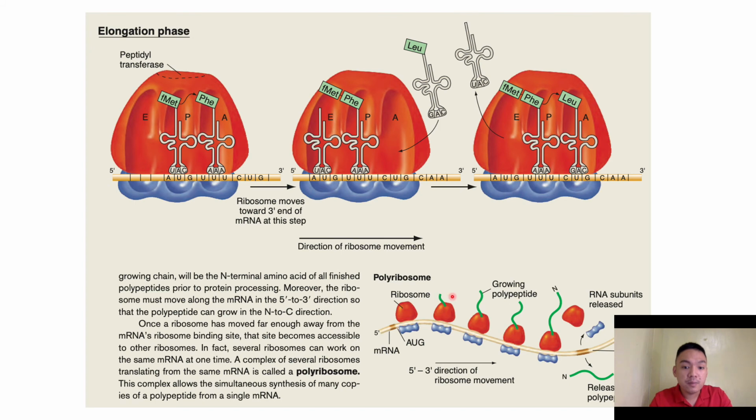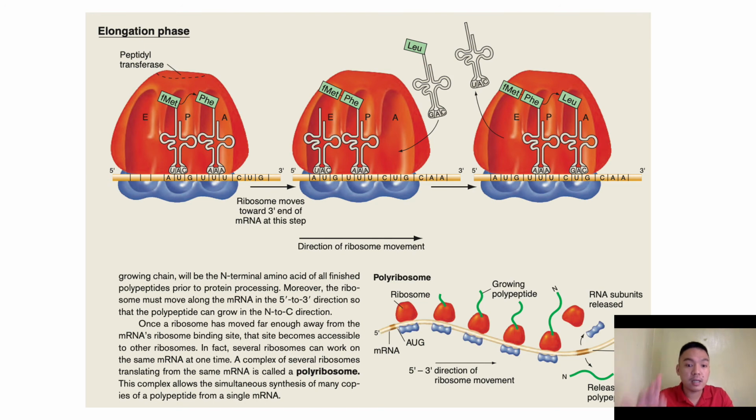So there is what we call a polyribosome, where ribosomes simultaneously translate the same mRNA. As they grow the polypeptides, some subunits are released once they are done with their process, and this complex mechanism allows simultaneous synthesis of many copies of a polypeptide from a single mRNA. This is the elongation phase.